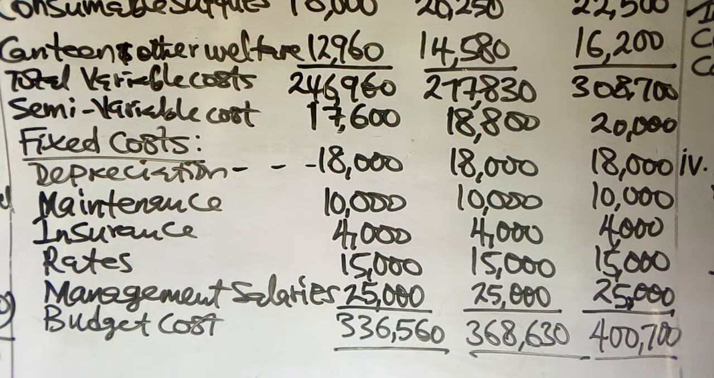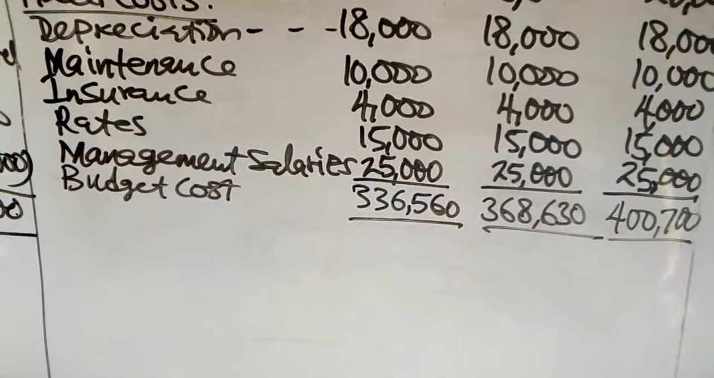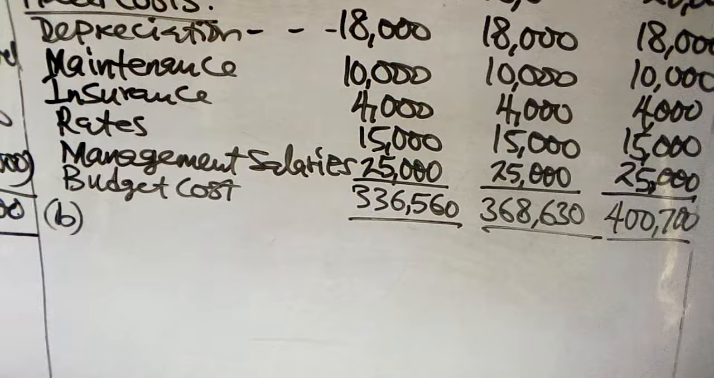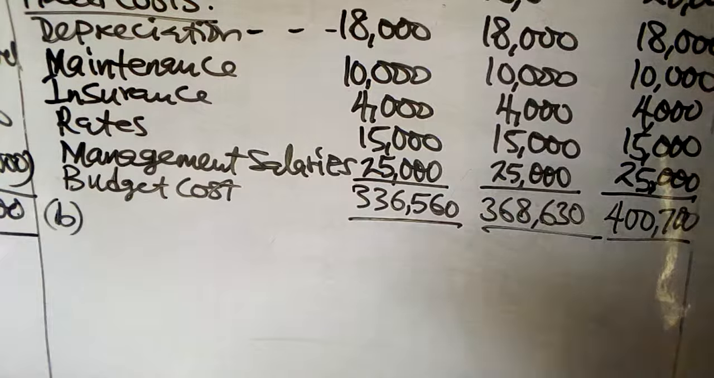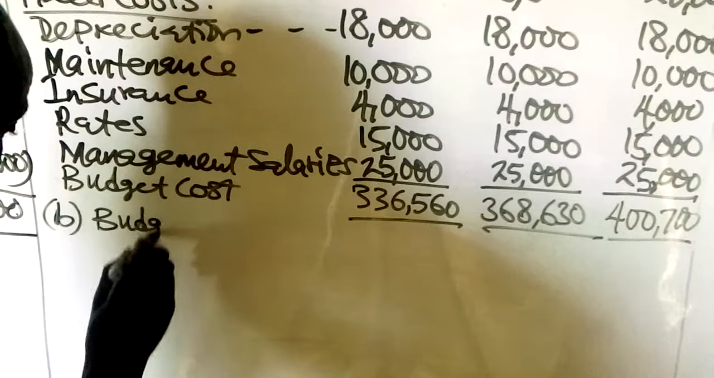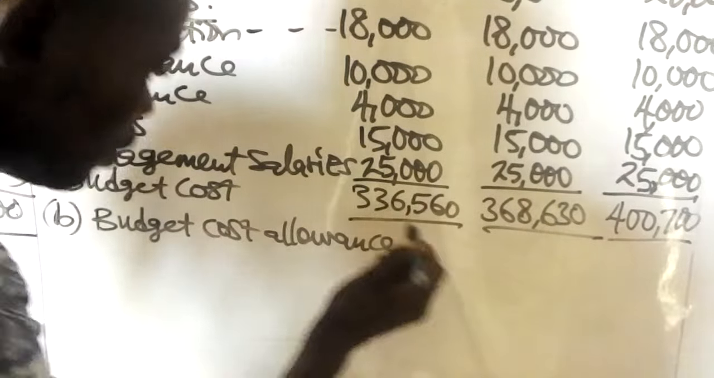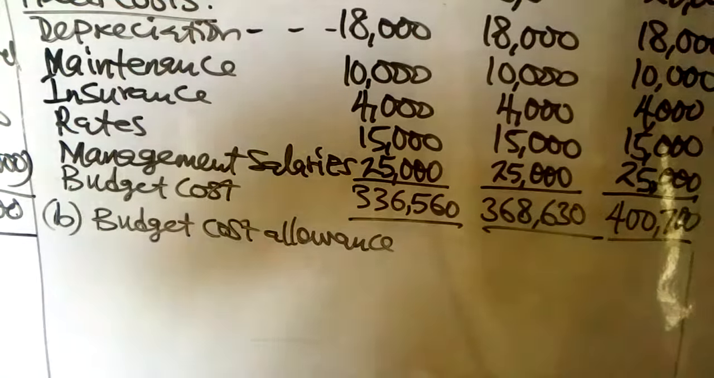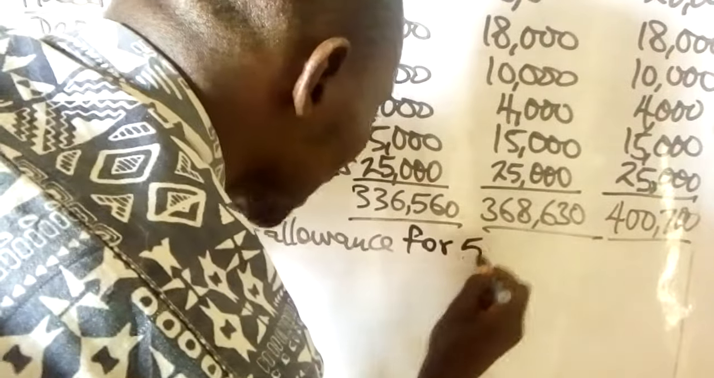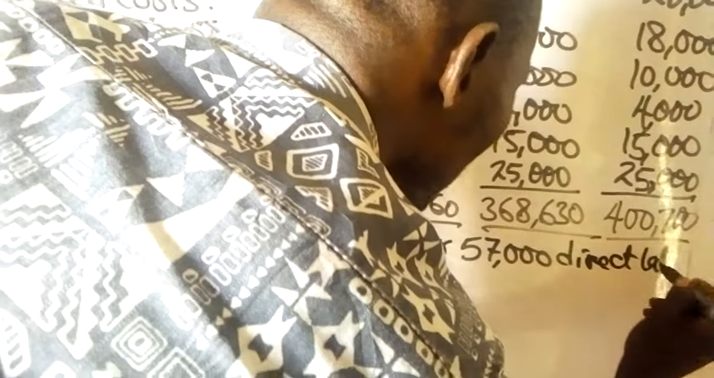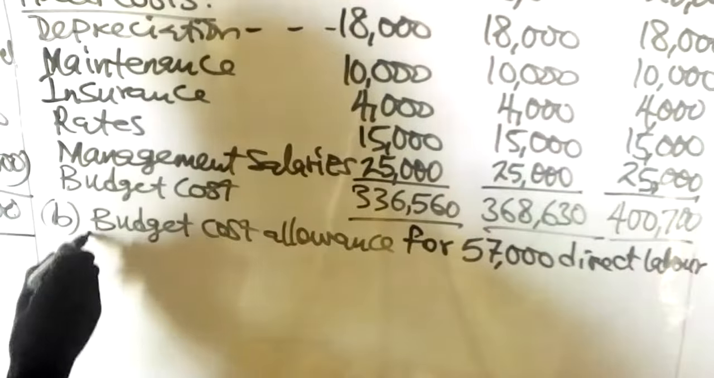Now, we want to attend to requirement B. In B, you are to calculate the budget cost allowance for 57,000 direct labor hours.